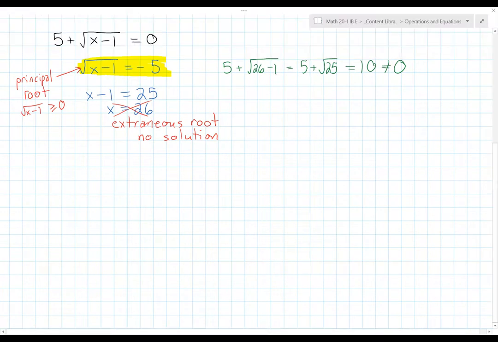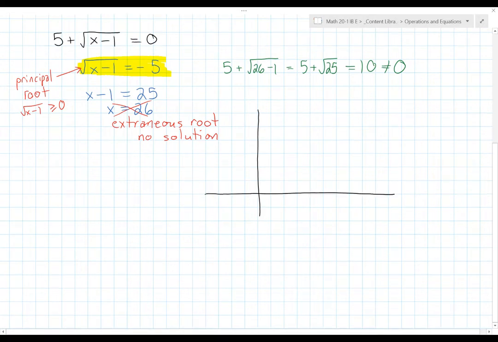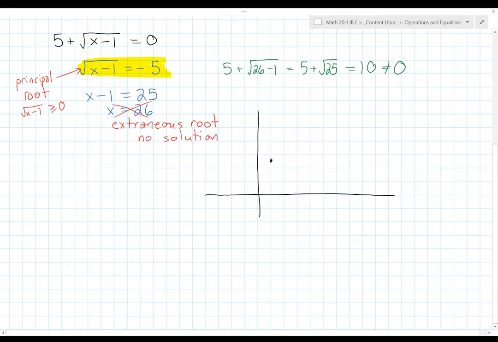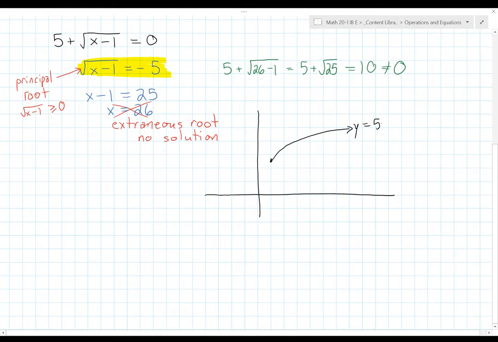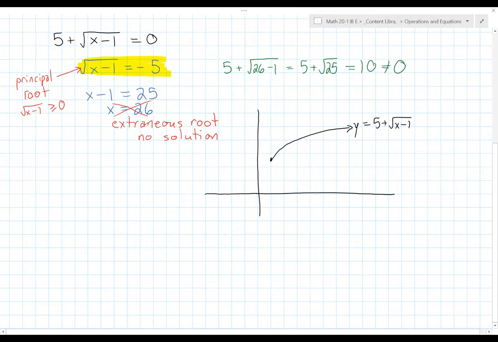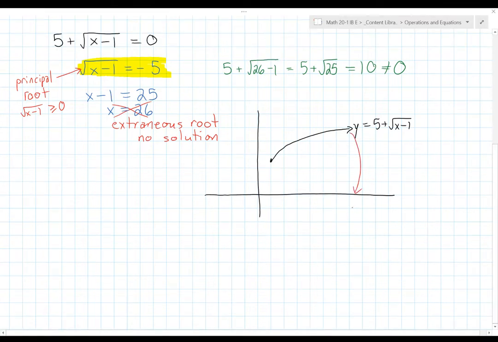Graphically, I can also illustrate what's going on by thinking about this function as y equals 5 plus square root of x minus 1. So y equals 5 plus the square root of x minus 1 is half a parabola, like this. So this is y equals 5 plus square root of x minus 1. When will that equal 0? When will y equal 0? Well, it never will, because there is no x-intercept.